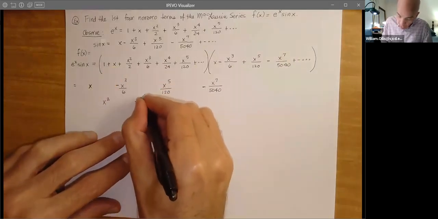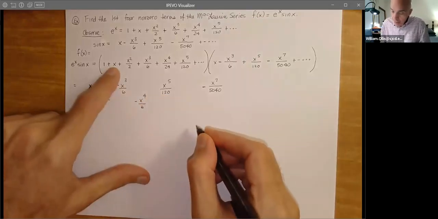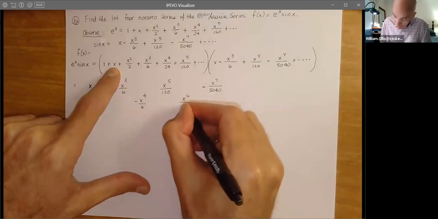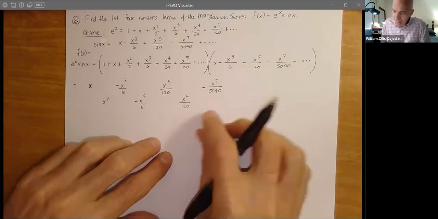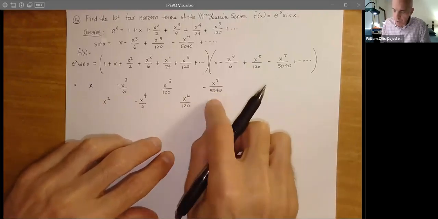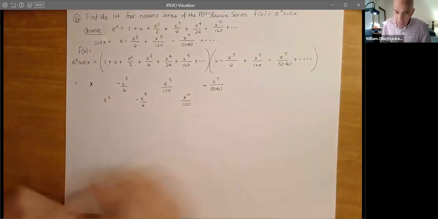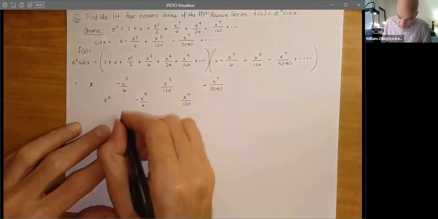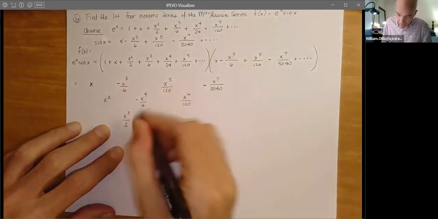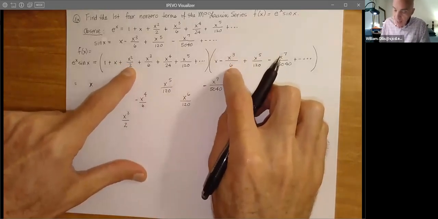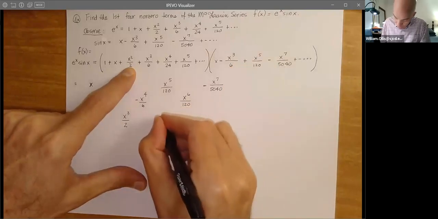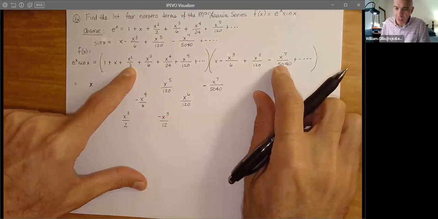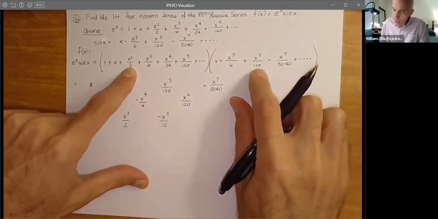Now we'll start with the x and do the same thing. So x times the x, that'll be x squared. And then we have x times the negative x to the third over 6, so that'll be negative x to the fourth over 6. Then x times x to the fifth over 120 gives us x to the sixth over 120. After that, I'm not going to go any farther. I think that's going to be more than enough. We'll keep our fingers crossed. And now let's do the x squared over 2 and start here. That's going to give us an x cubed over 2. And then here the x squared will give us a negative x to the fifth over 12.